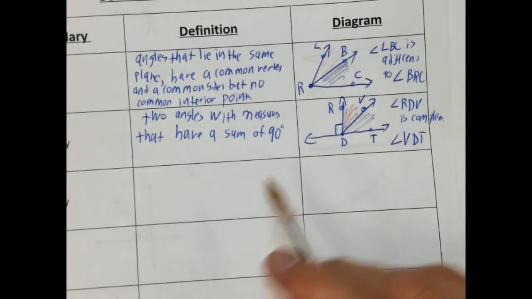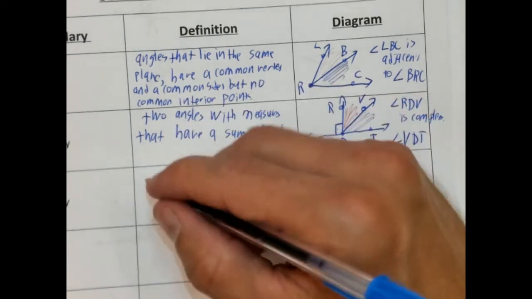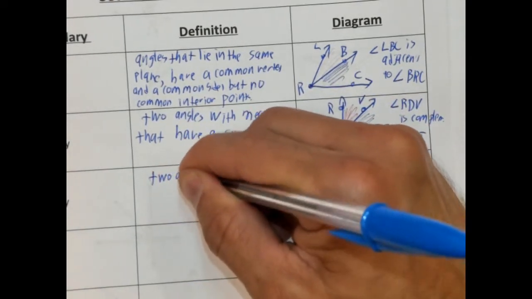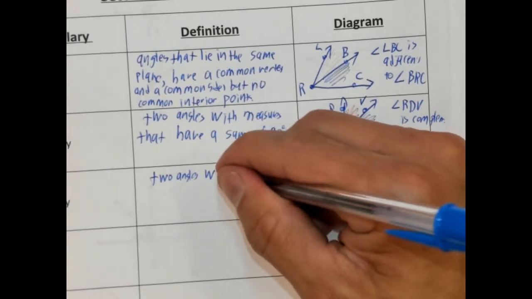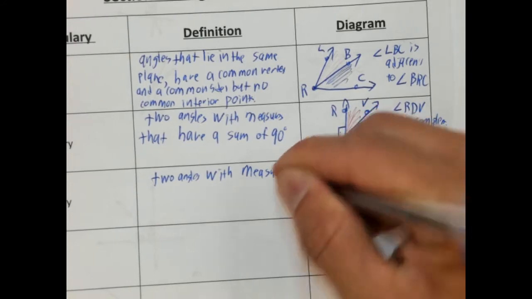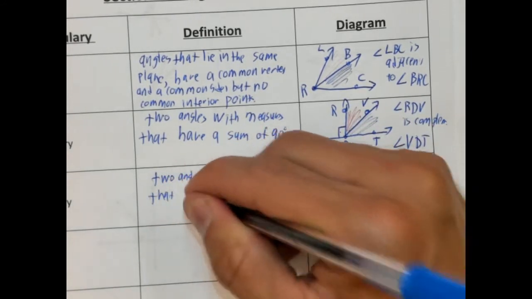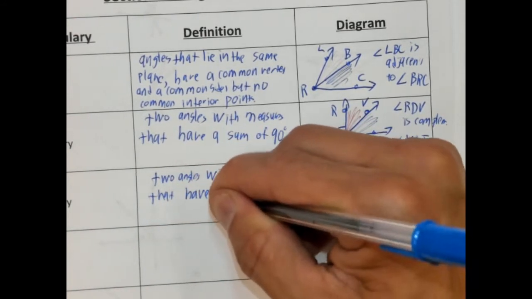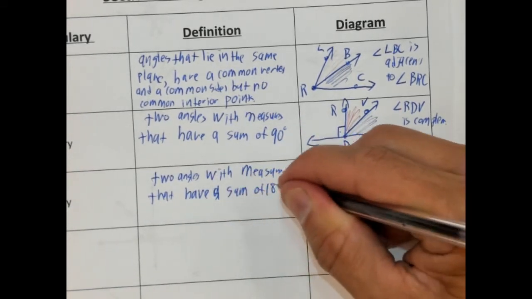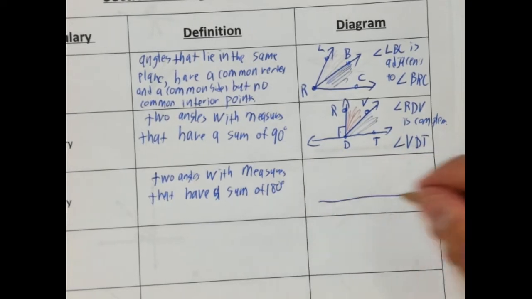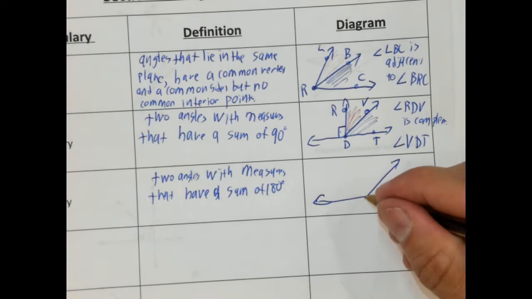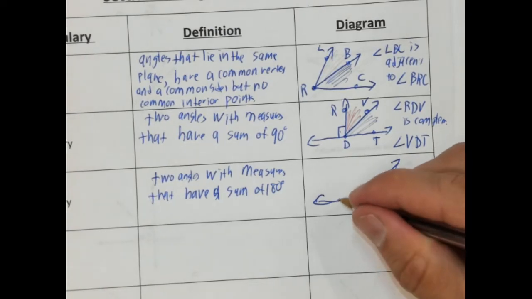There you go. Supplementary angles: two angles with measures that have a sum of 180 degrees. Okay, so let's make a straight angle here. All right, and there we go. So we're going to go with some letters here.